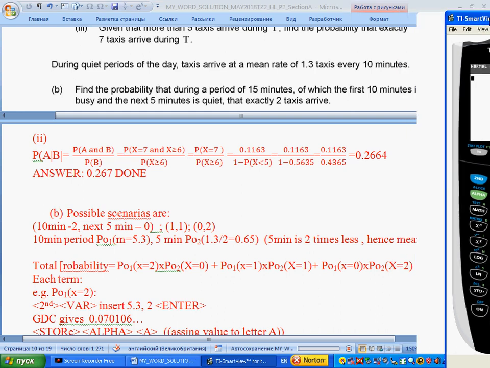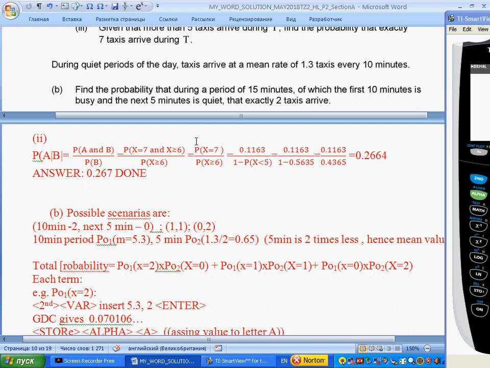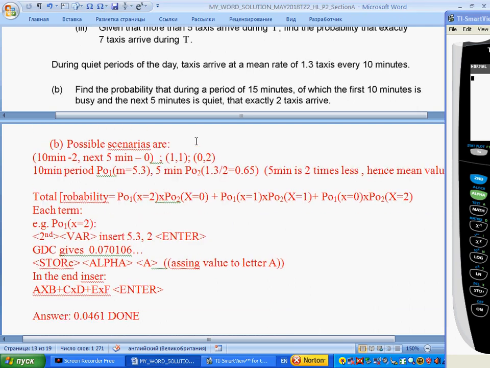Now we can see the two periods. During quiet periods of day, taxis arrive at a mean rate 1.3 taxis every 10 minutes. Find the probability that during a period of 15 minutes, of which first 10 is busy and next 5 minutes is quiet, that exactly 2 taxis arrive. So possible scenarios are: first 10 minutes 2 cars, next 5 minutes 0 cars, then 1 and 1, then 0 and 1. So we should add up these probabilities.